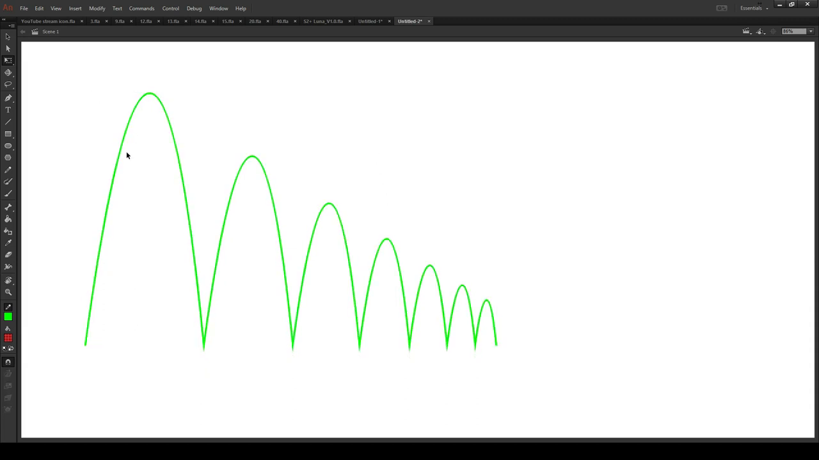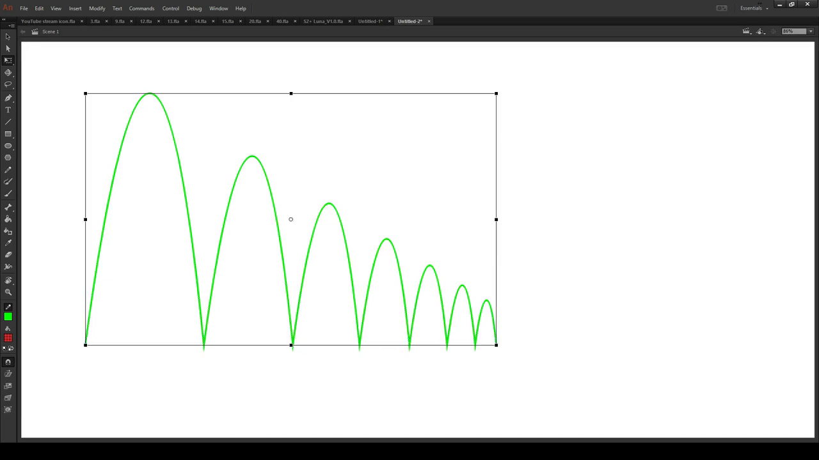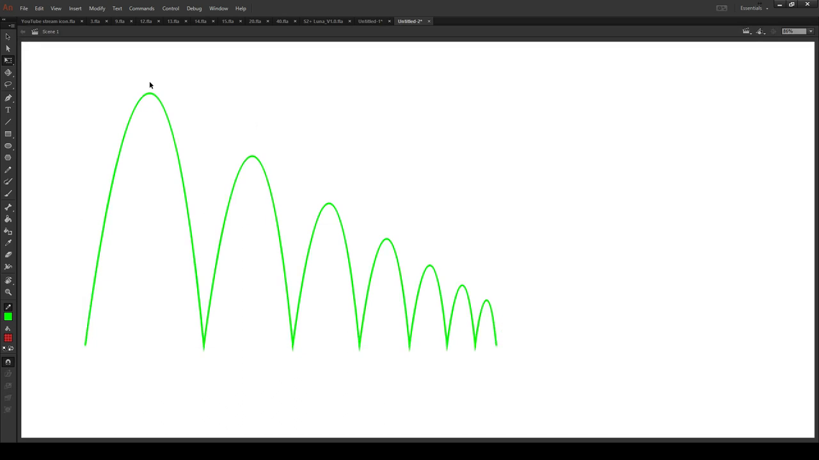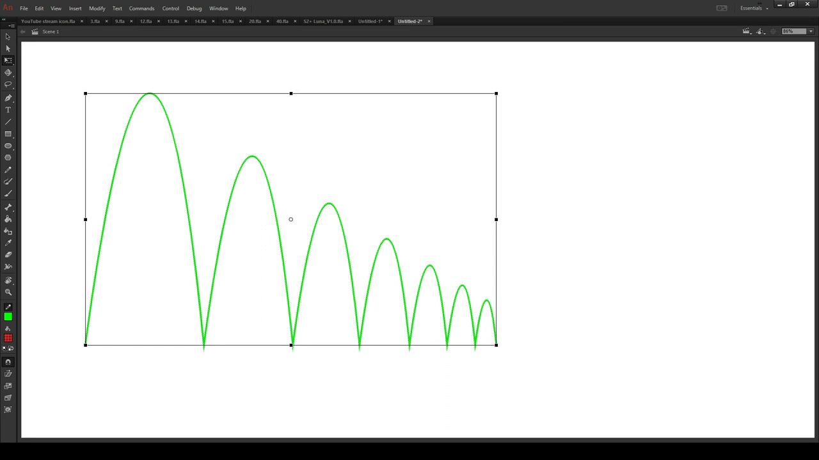Okay, so you have just here the physics of a bouncing ball. So this is just the movement of a bouncing ball.